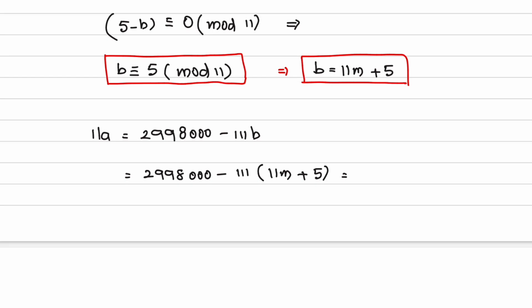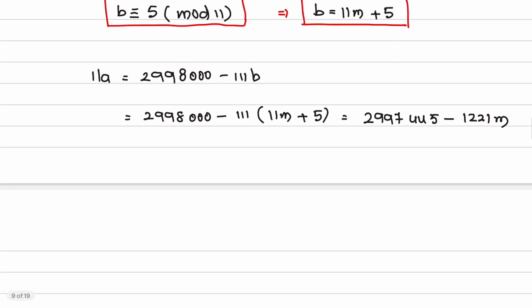2998,000 minus 111 into 11m plus 5, that is equal to 2998,000 minus 111 into 5, sorry, 2997,445 minus 11 into 111, 1221m. Therefore, A is equal to 2997,445 minus 1221m, whole divided by 11.